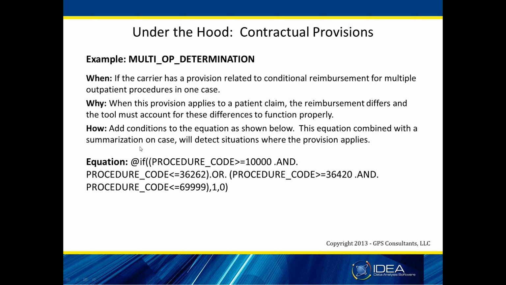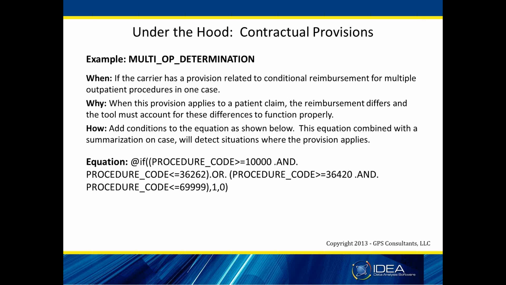So what this formula down here is doing is looking at the procedure code, and it's saying, okay, if it's in this range between CPT code 10000 all the way to 36262, or if it's in this other range of 36420 to 69999, then give me a 1. And if it's not, then give me a 0. So it's flagging each of those line items, saying, okay, we have an outpatient procedure that falls in these ranges, so we have a scenario here.